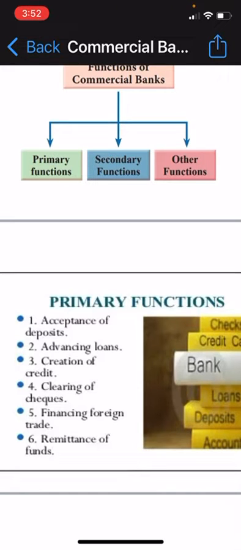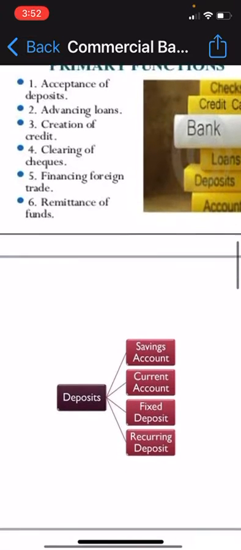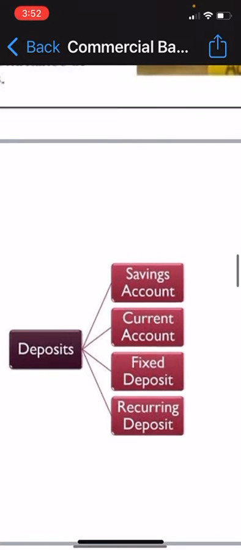So the first primary function we have is acceptance of deposit. Then you'll be seeing advancing of loans, creation of credit, and clearing of checks. Coming to acceptance of deposit, we have four types of deposits here: savings account, current account, fixed deposit, and recurring deposit.